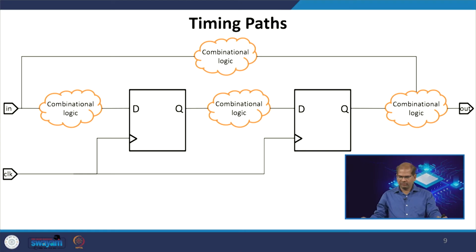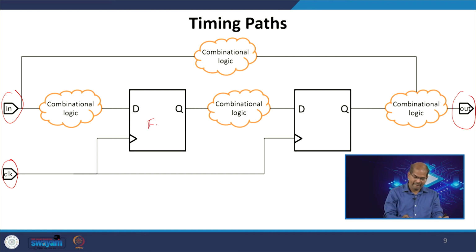So, let us look into this total design. You have inputs, we have clock, we have final output. In between I have flip flops. This is flip flop 1, this is flip flop 2. So, if you can see here, I have multiple paths in this design.